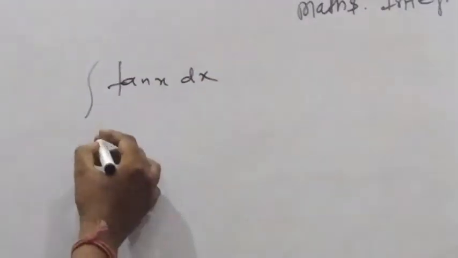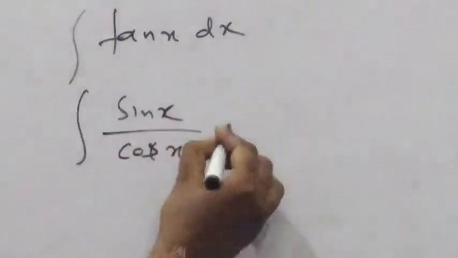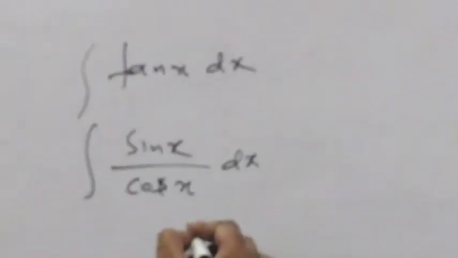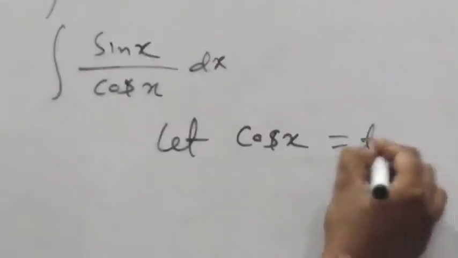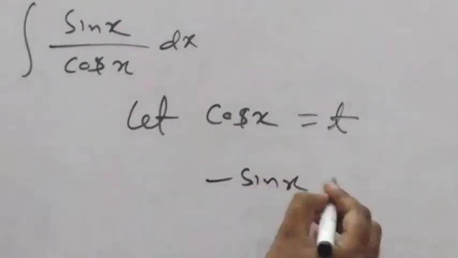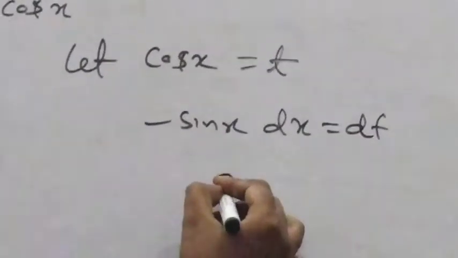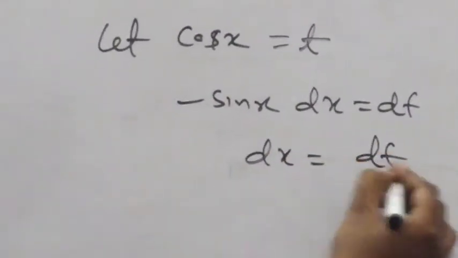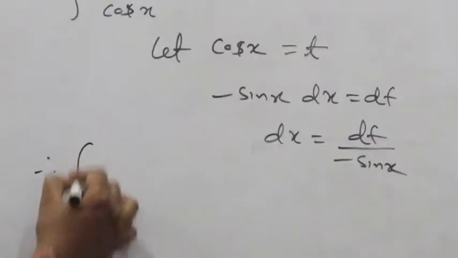Then here, integration of tan x dx is equal to what? Sin x upon cos x dx. Now let cos x is equal to t. Cos x means, sin x dx is equal to minus dt here. Then dx is equal to what? dt upon minus sin x. Understood?